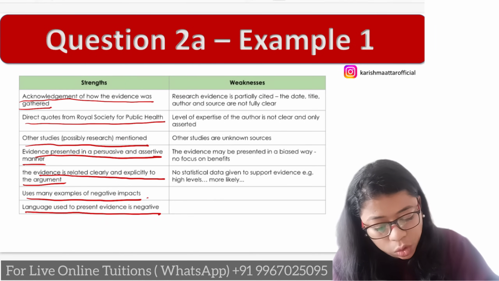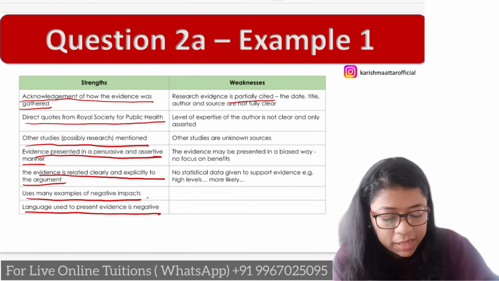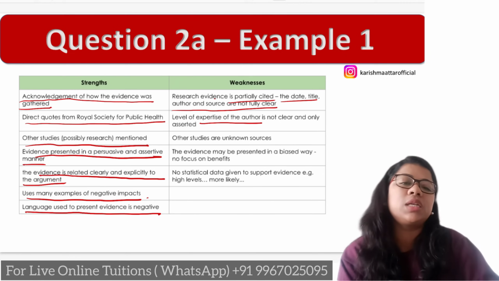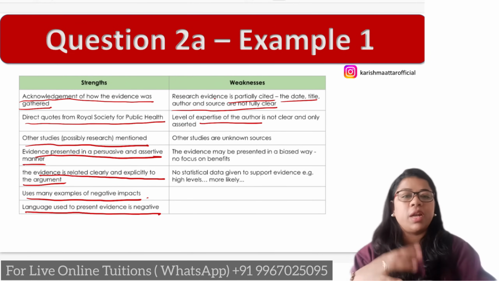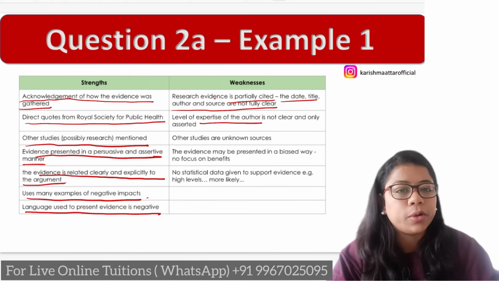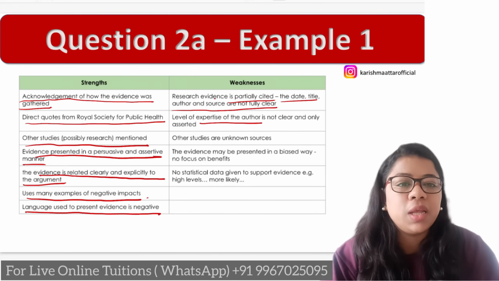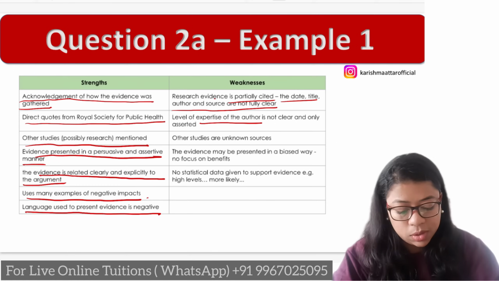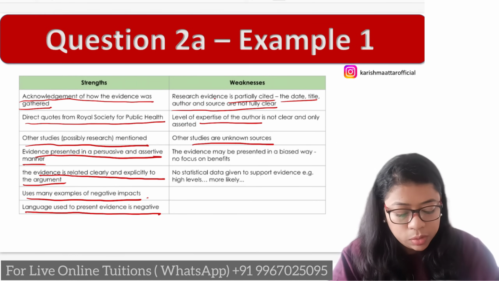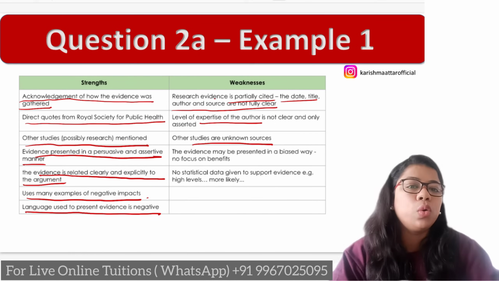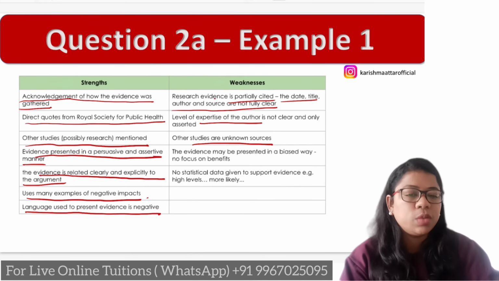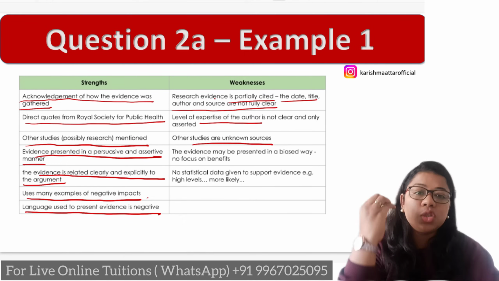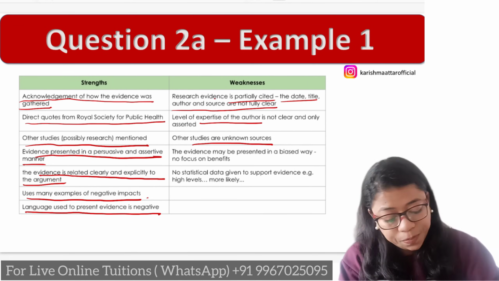Now weaknesses could be: research evidence is partially cited. The date, title, author and source are not full or clear. The level of expertise of the author, whether the author is an expert and how credible that author is, is very important. If somebody says something, you should know their credibility to believe that person. Other studies are unknown sources. We don't know who has written that, or whether that person was knowledgeable enough to write it. So we should talk about it in the weaknesses.